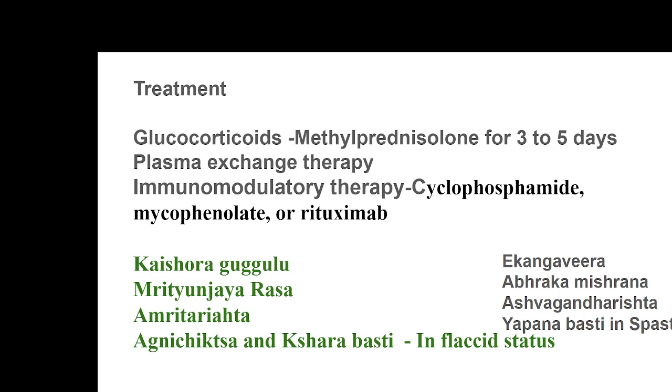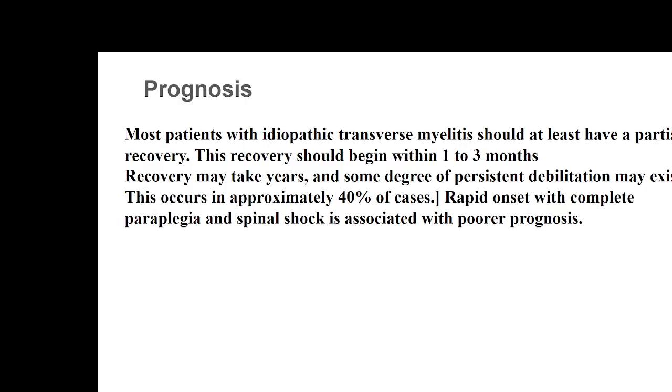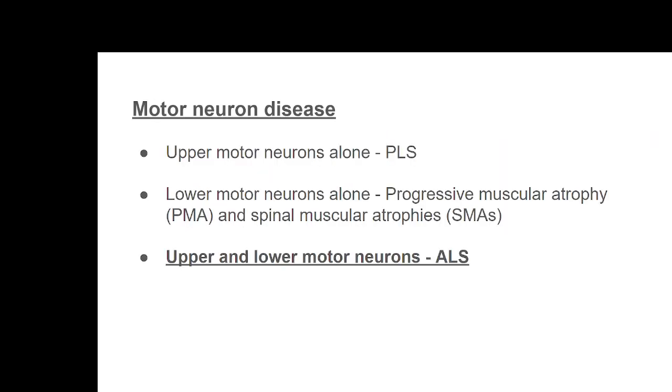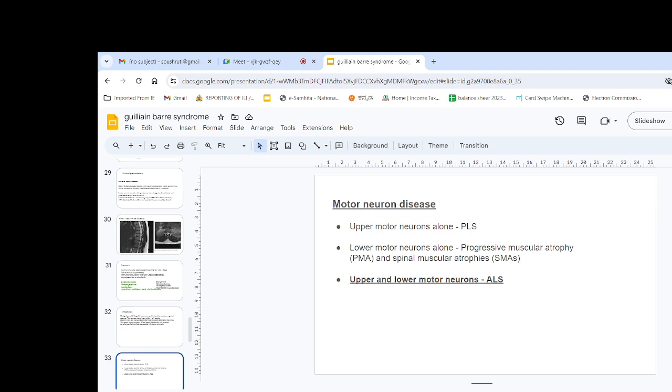I again don't say that the patient would recover completely, but there could be a very significant recovery. As for prognosis, the recovery would always be partial. If recovery starts in the early stage, within 1 to 3 months, the outcome would be much better. But it may take a very long time, and the debility may exist for a significantly long time. Rapid onset and complete paraplegia is a sign of poor prognosis in patients with transverse myelitis. With this we will conclude. Next we will discuss motor neuron disease in the coming session. So we will conclude today.